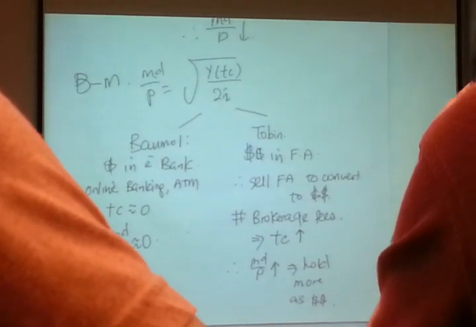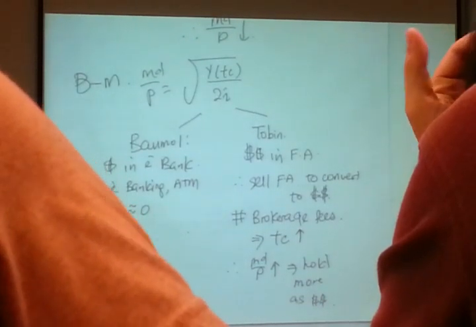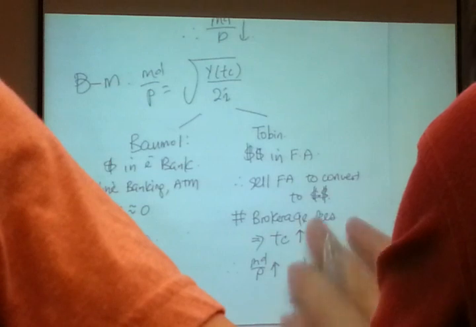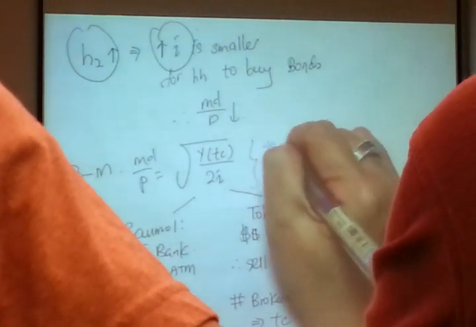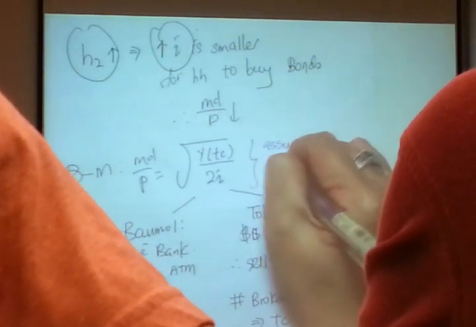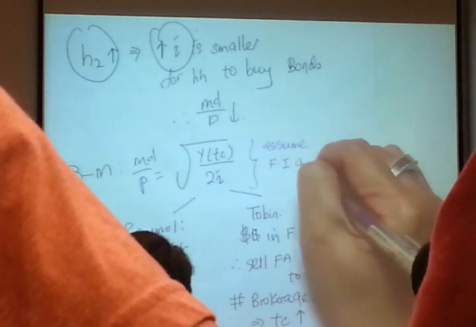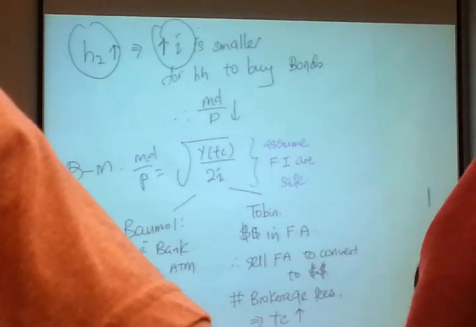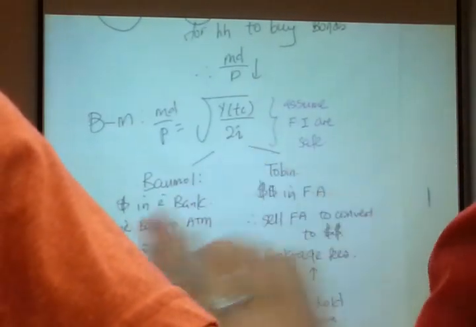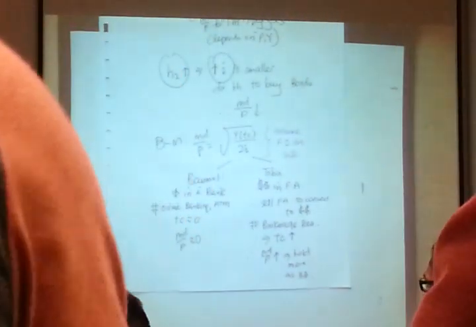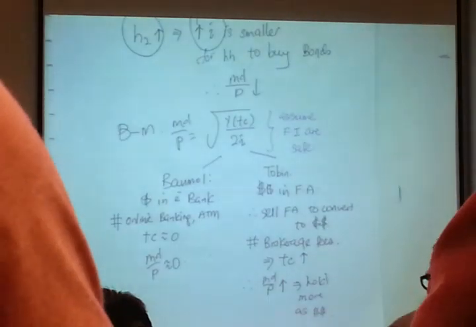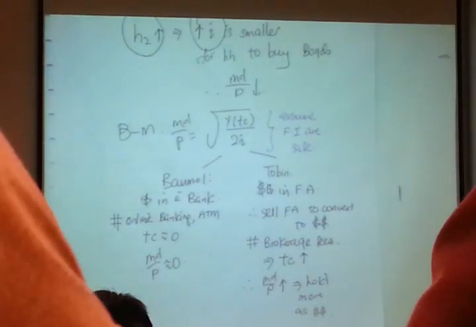Okay, now, besides this, I discussed this in the tutorial. This discussion must assume financial institutions, including banks, are safe. Alright, you must trust the banks to put money in the bank. You must trust FI to buy financial assets. So the assumption of the model is FI are safe.